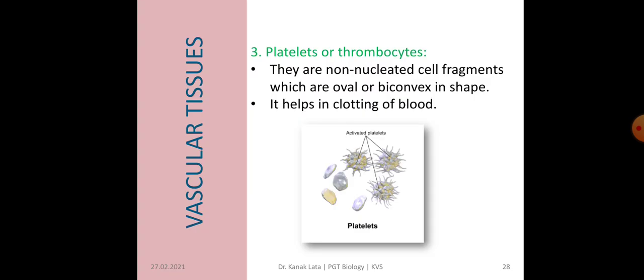Now another vascular tissue is platelet, also called thrombocytes. They are non-nucleated cell fragments which are oval or biconvex in shape. It helps in clotting of blood.